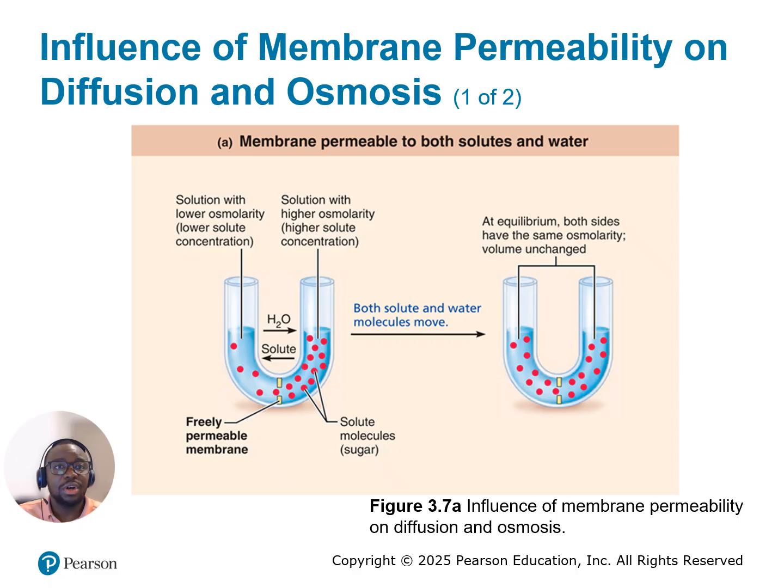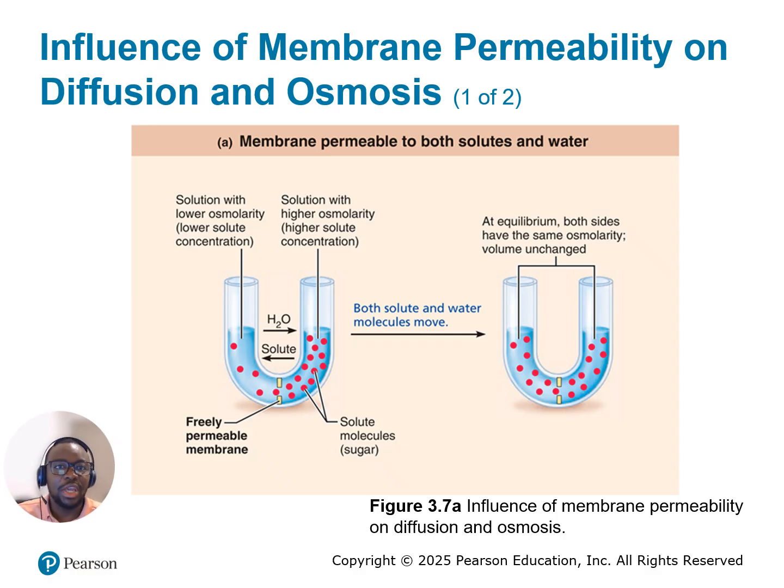When solutions of different osmolarities are separated by a membrane permeable to all molecules, diffusion of solutes and osmosis occurs until equilibrium is reached. At equilibrium, there is an equal concentration of solutes and water across the membrane.